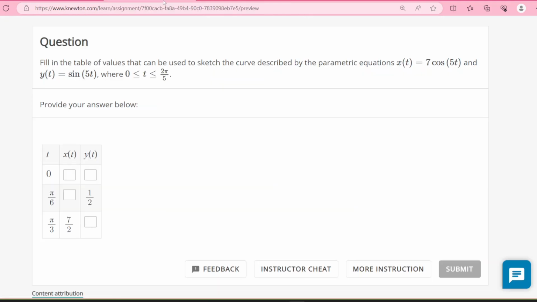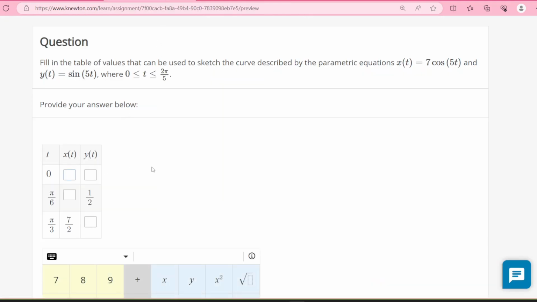So back in the assignment, it's filling in when t was 0, the x coordinate was 7, the y coordinate was 0. When t was pi over 6, the x coordinate was -7 times the square root of 3 over 2.